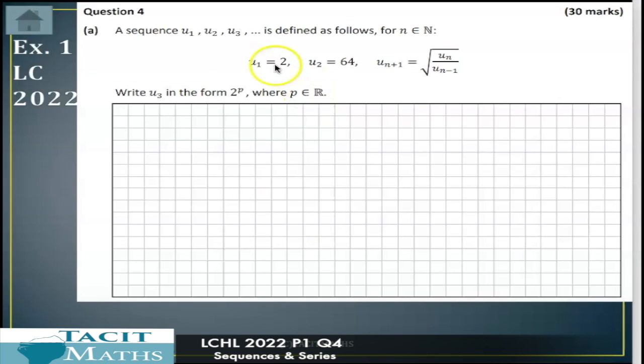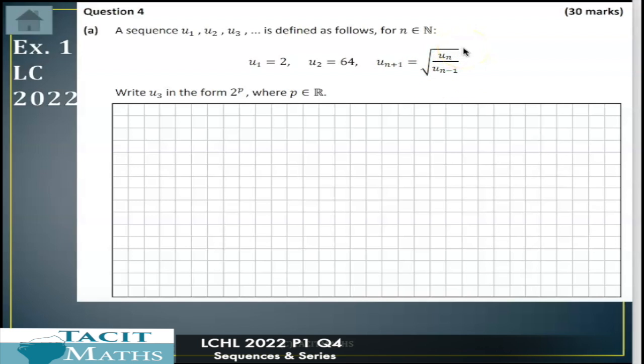Basically, what it translates as is you have your first term here, and your second term, which is 64. What it says is that the next term is always the current term divided by the term before that, and then the square root of your answer. So we want to find the third term. If you want the third term, it's the second term divided by the term before that, which is the first term, and we get the square root of our answer.